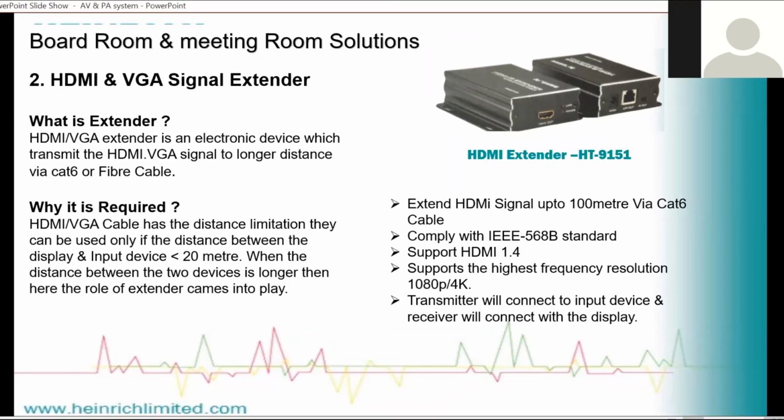An HDMI VGA extender is an electronic device which transmits the HDMI VGA signal to a longer distance via Cat6 or fiber cable. Because the HDMI VGA cable is limited to 15 to 20 meters, if you have to transmit the signal further, you have to use these extenders. You can transmit your HDMI video signal over 100 meters via Cat6 cables. These can also be used with fiber cable.